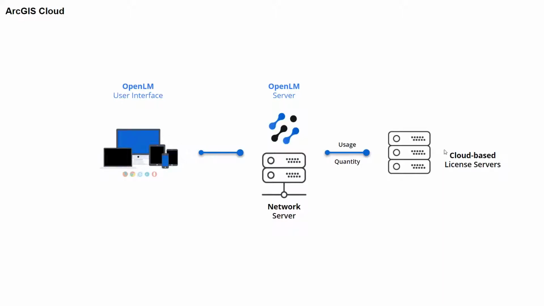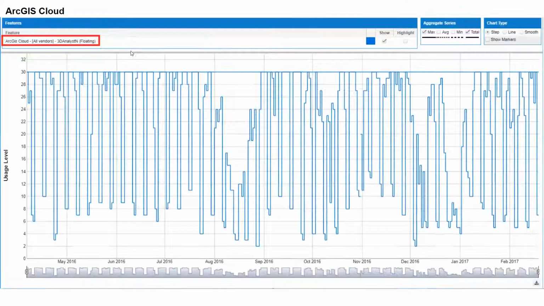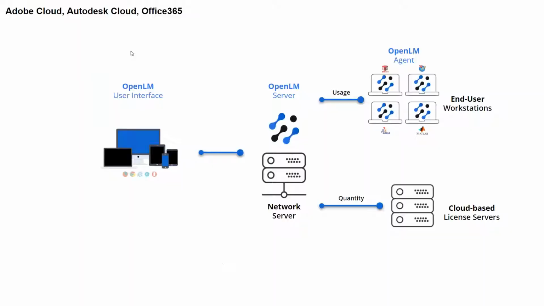First of all, you got your cloud-based license server. If we're talking about ArcGIS Cloud, then it simply sends all the usage and quantity information to OpenLM server, just like any other license manager. Meaning that the license servers will have one server with both quantity and usage. Reports themselves, you'll have the one license server for it.